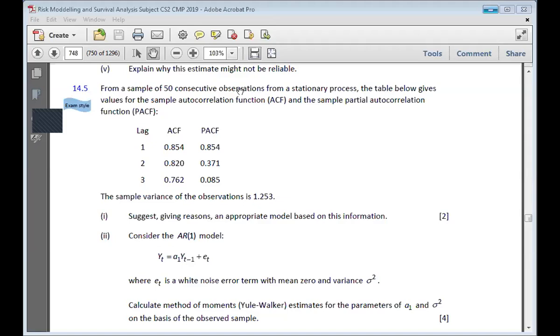So now determine what's going to be the value for alpha 1. Alpha 1 should be 0.854. Yeah, it should be 0.854, which is just my first value for the PACF at lag 1, right? Correct. And now, if you were to determine the value for sigma square, how will you determine the value for sigma square?